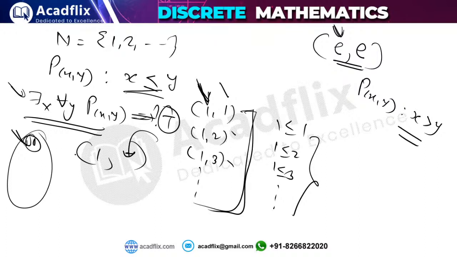But in this example, I can find that at least one value. That at least one value is 1 itself. So 1 1, 1 2, 1 3, all these, for all these pairs, this pxy is becoming true. So that's why this has become true. You can think of this.